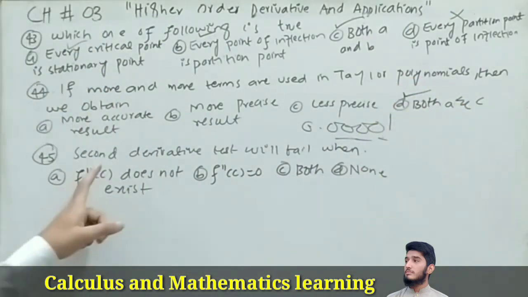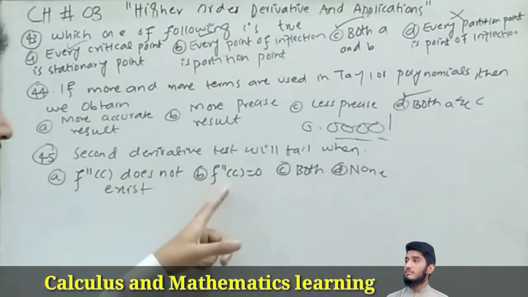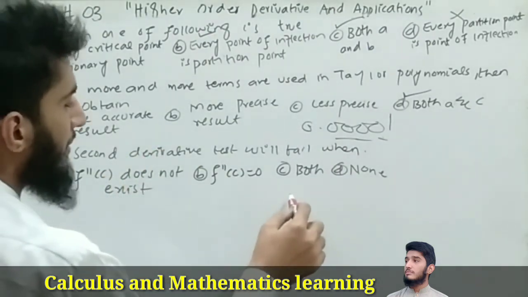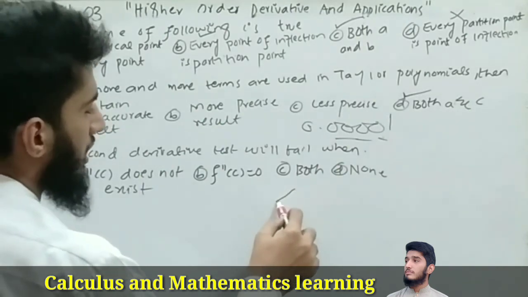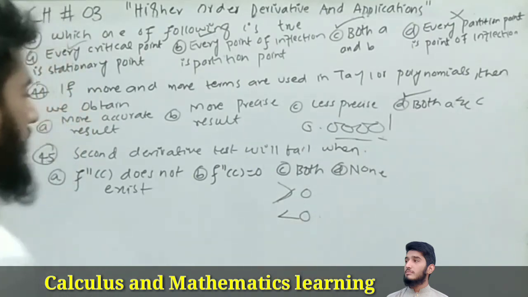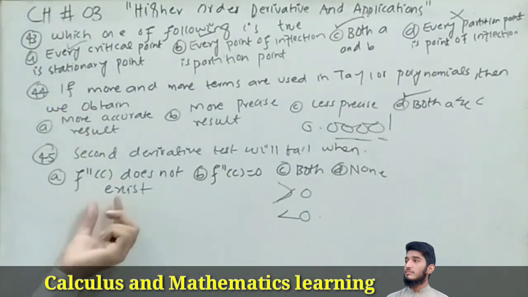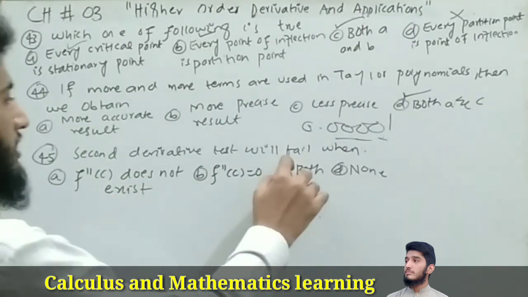And the last MCQ: the second derivative test will fail when f double prime of c does not exist, f double prime of c is equal to 0, or none of these. Remember, the second derivative test is used for the relative maxima and relative minima. For the minima, f double prime of x is greater than 0, and for maxima, it will be less than 0. But over here, when f double prime of c is equal to 0, then the second derivative test will fail. And if f double prime of c does not exist, then it also fails. So the correct option is option number C.